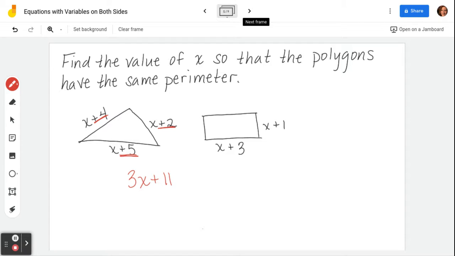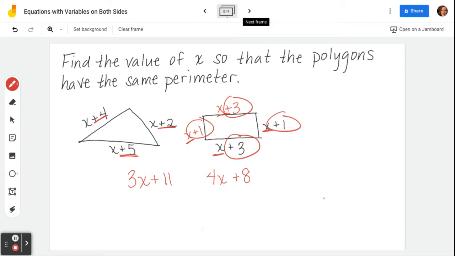Let's look at the rectangle. First of all, I've got 4 sides. I only see 2 of them listed. So I'm going to go ahead and write down that this one matches the x plus 3 and this one matches the x plus 1. Okay, x is first. X, x, x, x. That's 4 x's. Constants, 1, 3, 1, 3. That's a positive 8. So the perimeter of my rectangle is 4x plus 8.